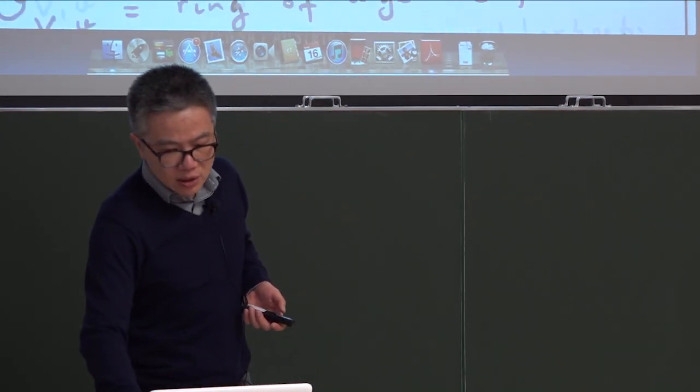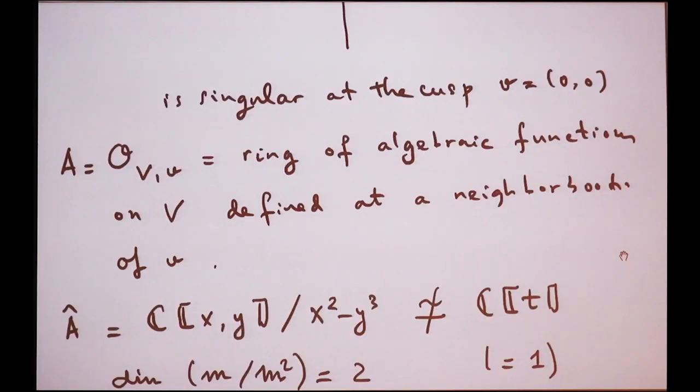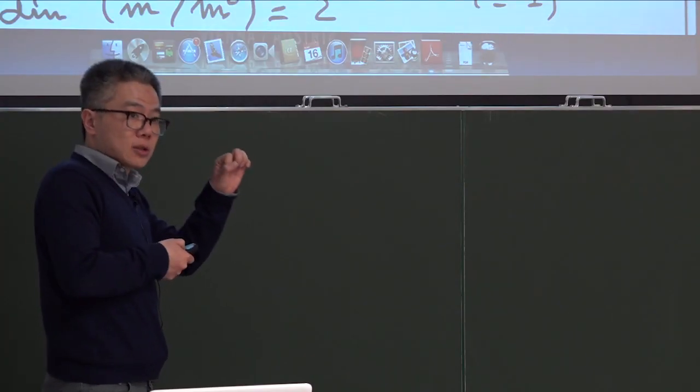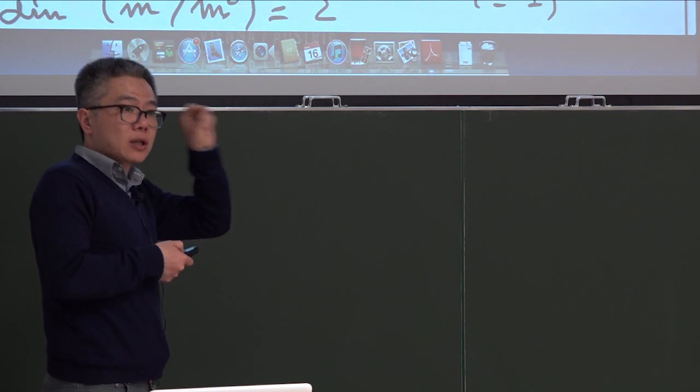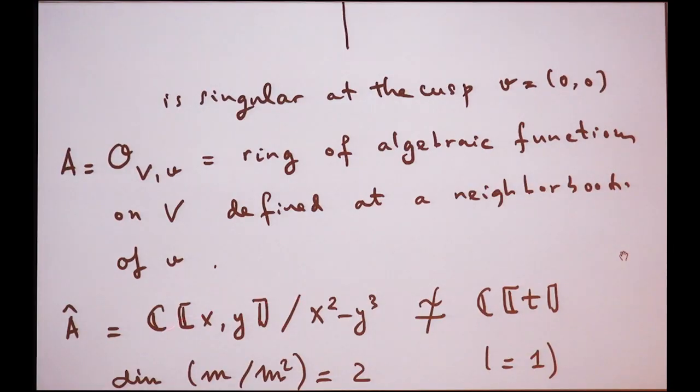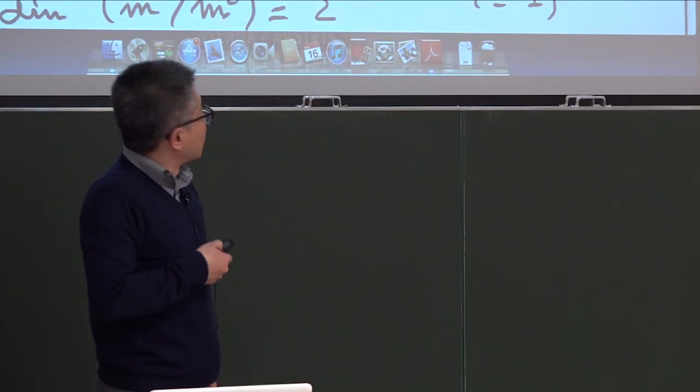So what I mean here is just we say that the formal completion of the ring of functions, unfortunately I cannot zoom here, at the cusp is this ring, right? This is a ring, a formal completion of this singular curve at the cusp. So they have two variables x and y. So this is a formal series, which doesn't have any convergence, and you divide by the equation of the curve, divide by x squared minus y cubed. And that is the formal completion at that point. And this is singular because this ring is not isomorphic to the ring of formal series of one variable. So how do we know that?